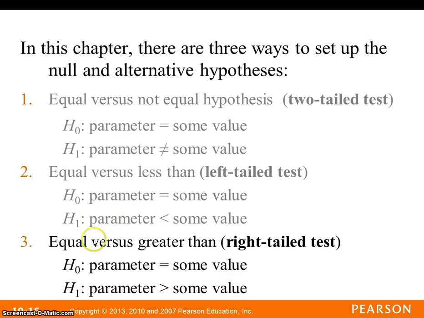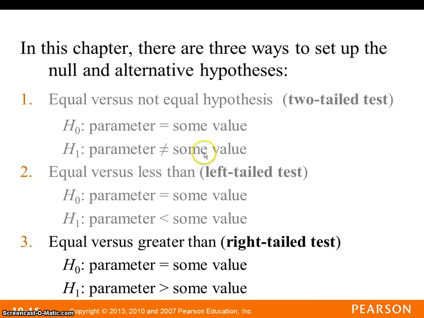And then the third way to set this up is that with the null hypothesis, the parameter is equal to some value, and the alternative hypothesis is that the parameter has increased. This is sometimes called a right-tailed test because you're looking at the right end of the distribution. I'll give you some examples here in just a minute.